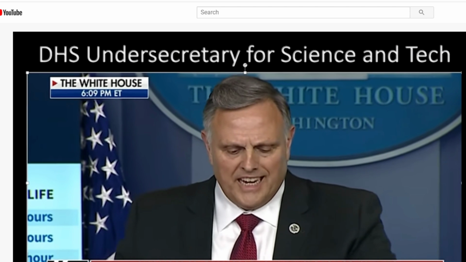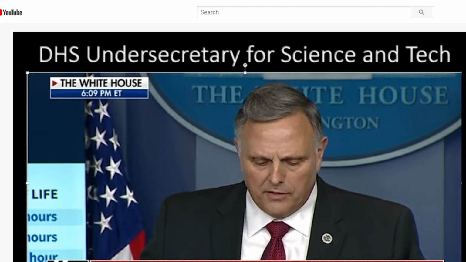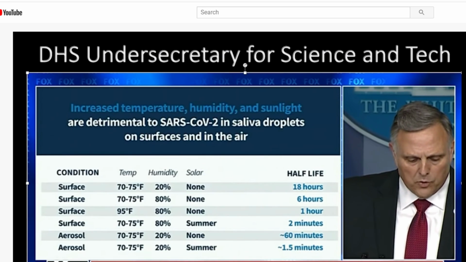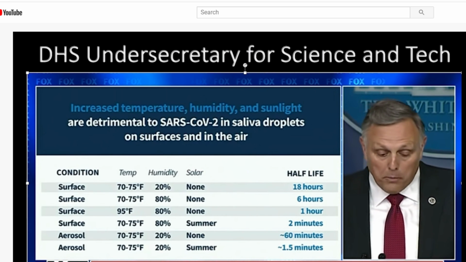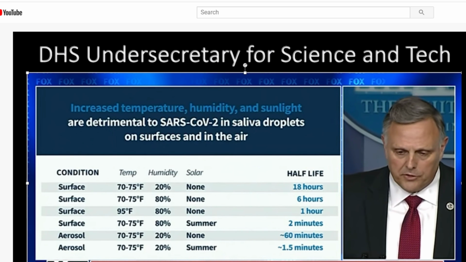Striking observation to date is the powerful effect that solar light appears to have on killing the virus, both on surfaces and in the air. We've seen a similar effect with both temperature and humidity as well, where increasing the temperature and humidity, or both, is generally less favorable to the virus. So let me illustrate with this first slide.